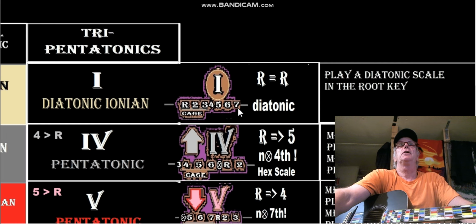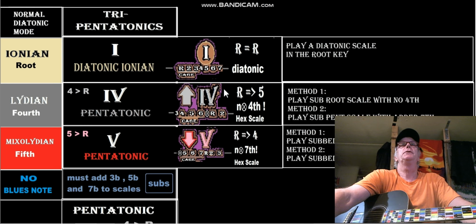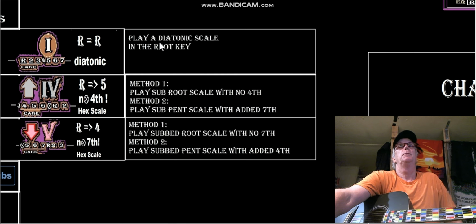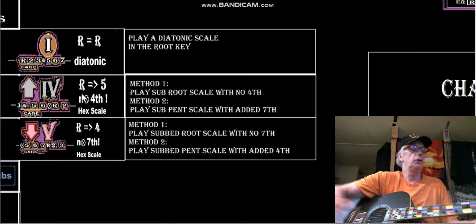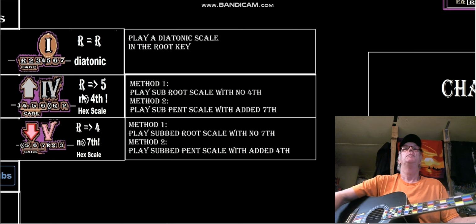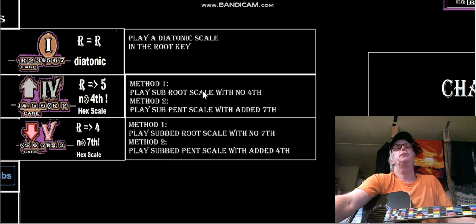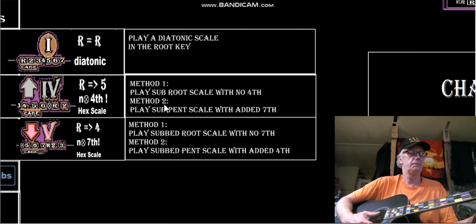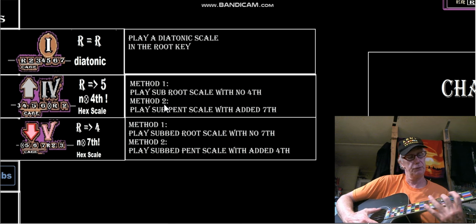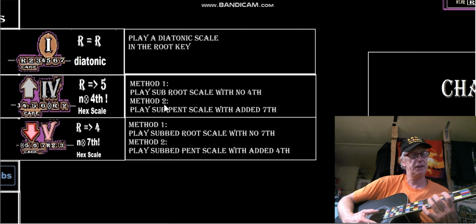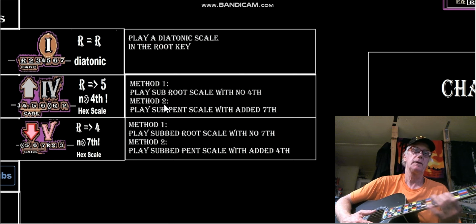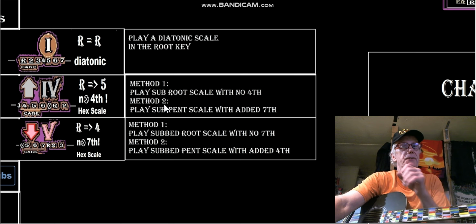So again, we talked about this, and when you're substituting, we want to do a pentatonic, but now, over here, what did we say? Play a diatonic scale in the root key. When we go to the 4th, play a substituted root scale with no 4th. Okay, substituted root scale. We did this. Root 2, 3, no 4th, 5, 6, 7, root. Okay, 1, 2, 3, 4, 5, 6. Root again.